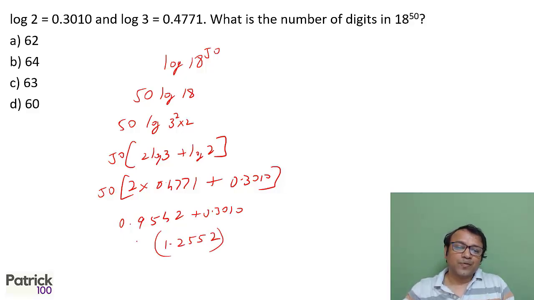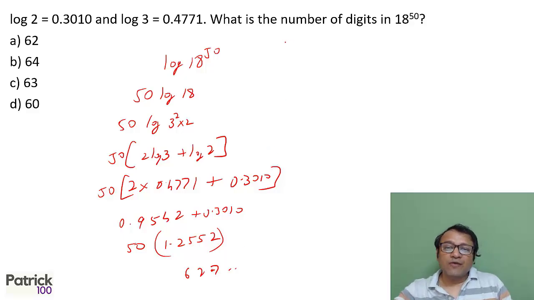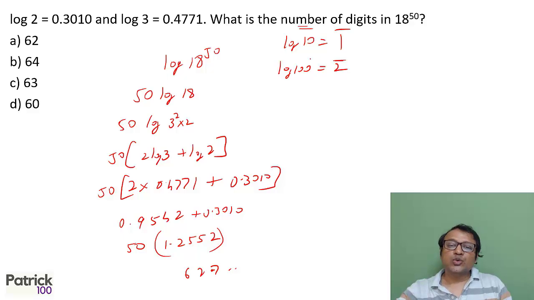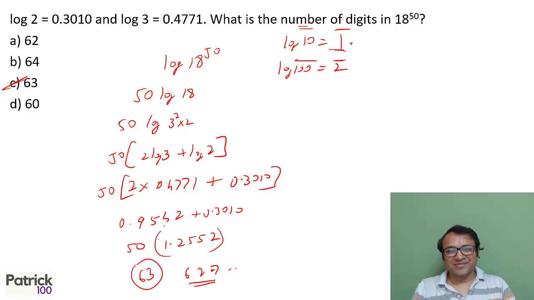1.2552 into 50. If you multiply by 50, you will get 62 point something. Now look, log 10 is 1, log 100 is 2. So when it's 1, it's 2 digits. When it's 2, it is 3 digits. So when it's 62 point something, it will be 63 digits. Number of digits is 1 more than whatever the log value. So since the log value is 62 point something, the number of digits will be 63. Thank you.